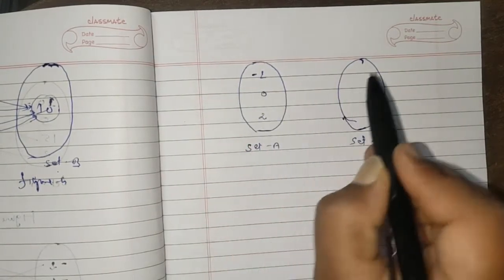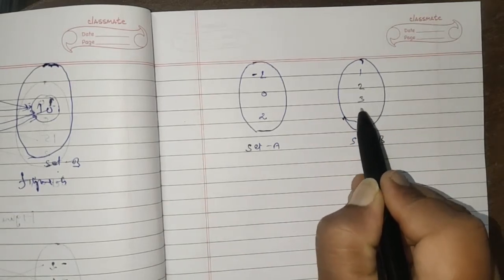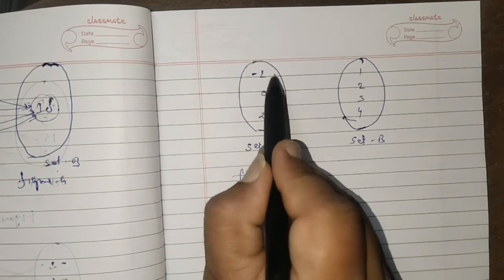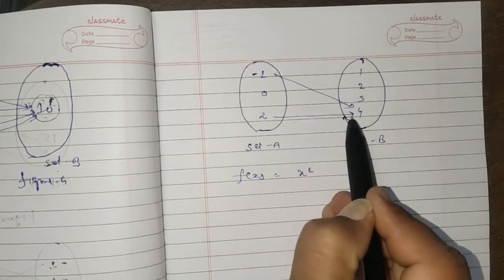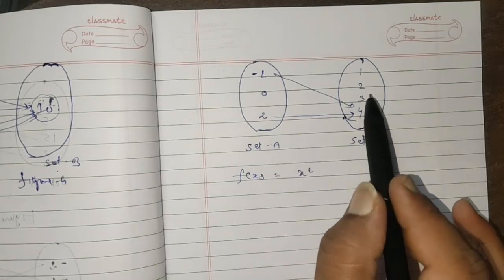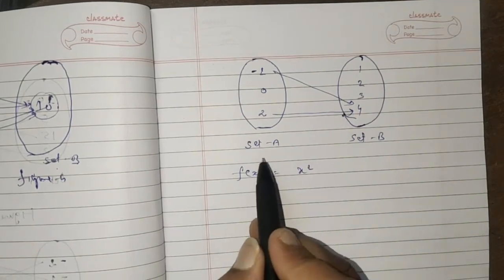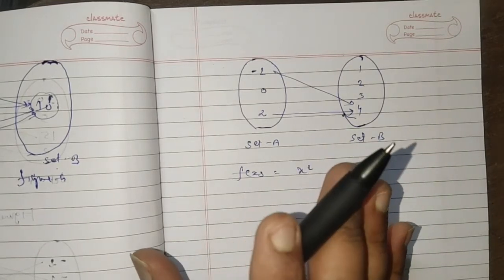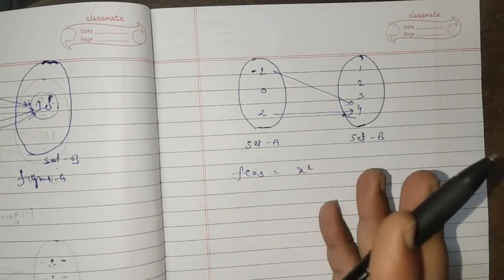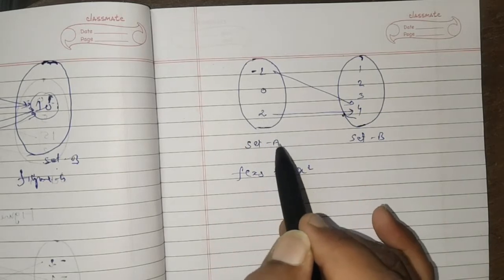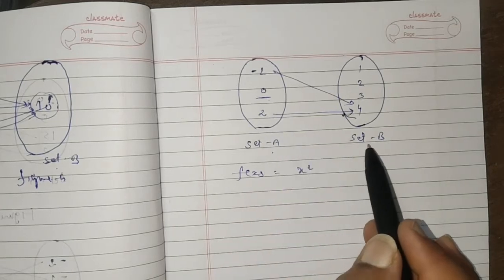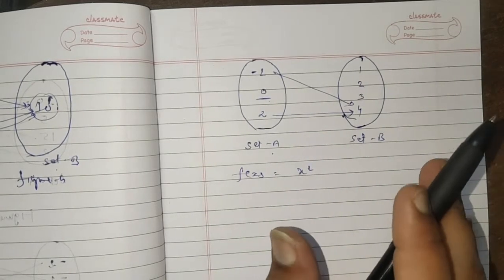Set A is -2, 0 and 2, and set B is 1, 2, 3, 4, and the function f(x) is equal to x square. So (-2) square is equal to 4, (+2) square is equal to 4, and 0 square is equal to 0. We don't have any corresponding elements in set B for the set A, so we can say it is not a function. No corresponding elements of set A means 0 of set A is not in set B, so we can say easily it's not a function.